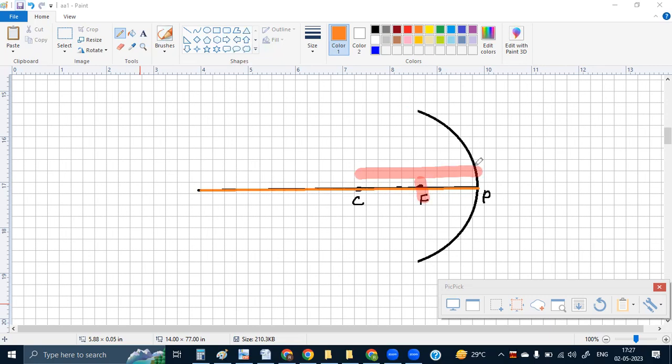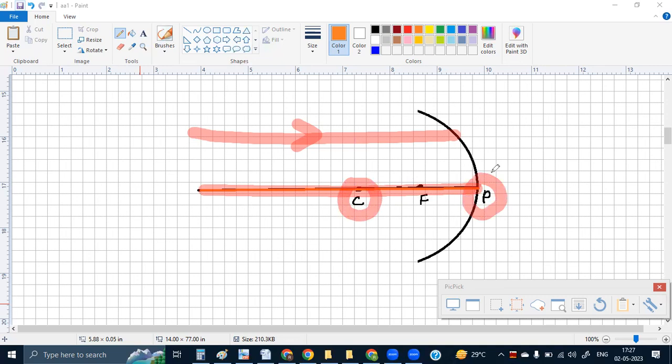What is the speciality of this point F? I have also marked another line, this orange line, which is known as the principal axis. What is this principal axis? It is simply the line joining the center of curvature and the pole of the mirror. This is the center line that is drawn, the principal axis.